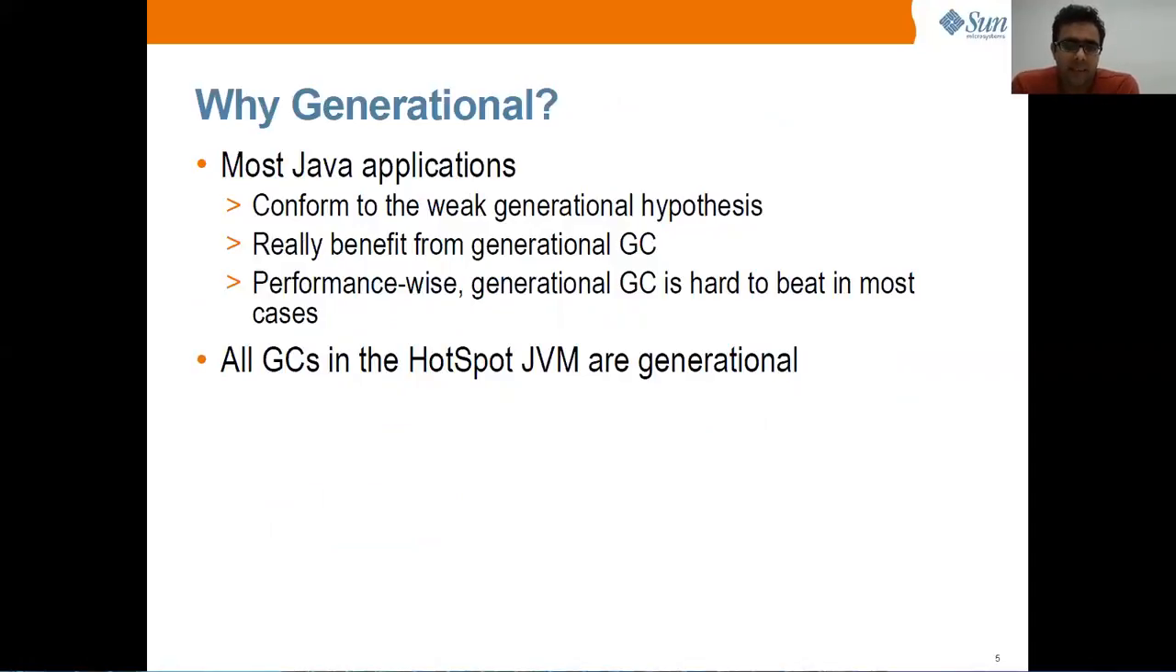So why the generational hypothesis? Most Java applications actually conform to the weak generational hypothesis. The weak generational hypothesis is very tough to beat in most cases, rather, I would say in all cases, performance-wise it's tough to beat. And all the GCs in the HotSpot JVM follow the weak generational hypothesis. That's why we say all the GCs are generational GCs.